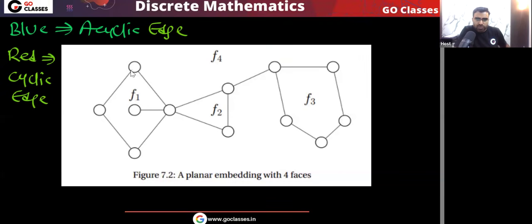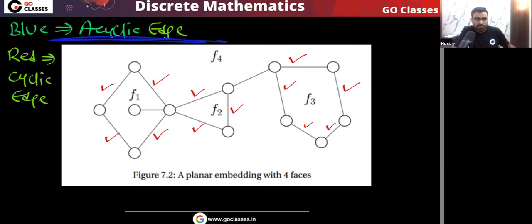Cyclic edge means which is part of some cycle. See, is this a simple cycle or not? Think about it. Yes, this is a simple cycle. You start here. So all these edges are cyclic edges. For example, this is also a simple cycle, so these edges are also cyclic edges. This is also a simple cycle, so these edges are also cyclic edges. So what are the non-cyclic edges?